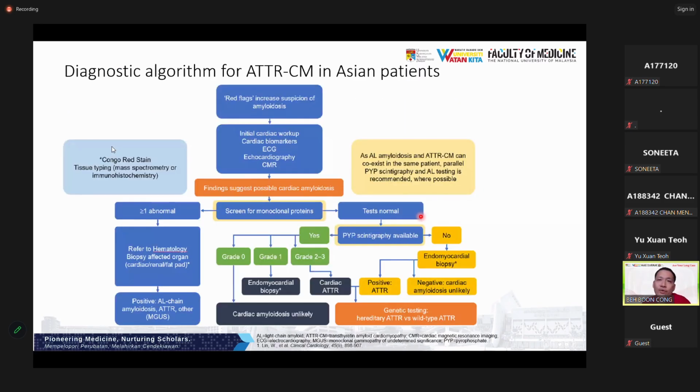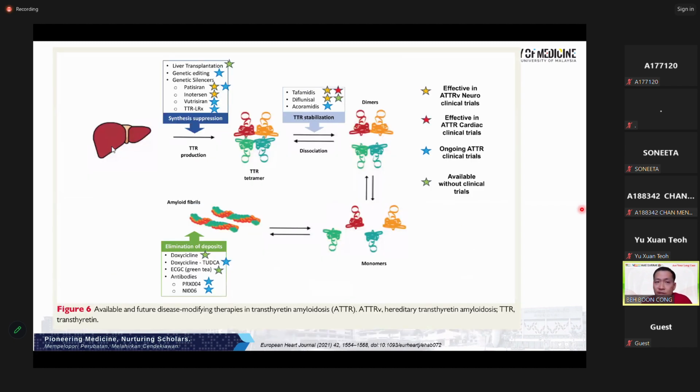Okay, so in Asia we have our own diagnostic algorithm similar to the guideline. The international guideline is the same one. So important is to rule out AL first, because AL belongs to hematology. AL amyloidosis belongs to hematology because I need to start chemotherapy for them. For cardiac ATTR, you need different types of treatment. The one that is available in Malaysia now is tafamidis. Tafamidis actually stabilizes the protein to prevent disease progression.